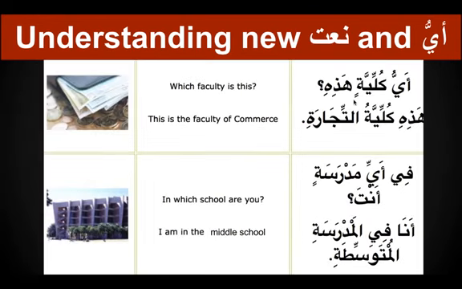Ayyu kulliyatin, which faculty? Hadihi is this. Which faculty is this? Hadihi, this is kulliyatut tijarah. This is the faculty of commerce. So kulliyatu, and here kulliyatu has one vowel sign because it is turning itself into a mudaf, and we have mudaf ilayhi. Fi ayyi madrasatin, in which madrasa? Ayyi and mudaf ilayhi. Anta, in which school are you? Ana, I am fil madrasatil mutawassitati. I am in middle school. Al mutawassitati is coming as a na'at for al madrasati.